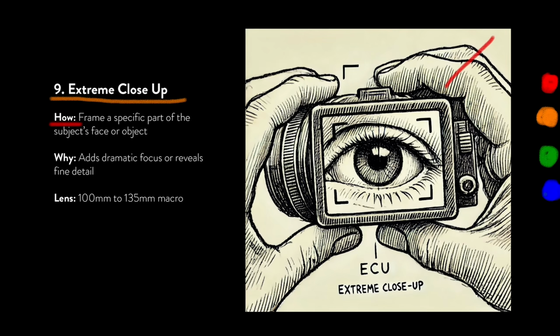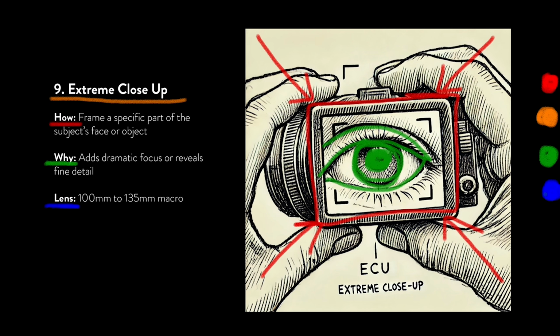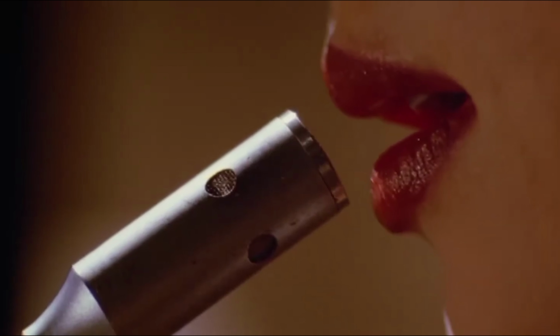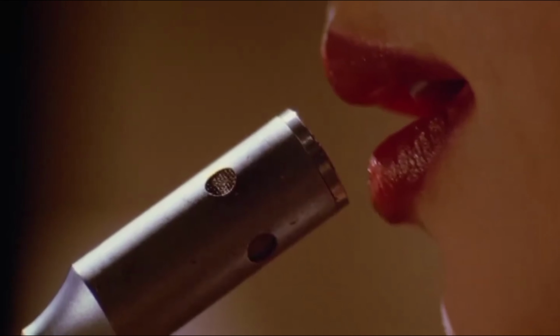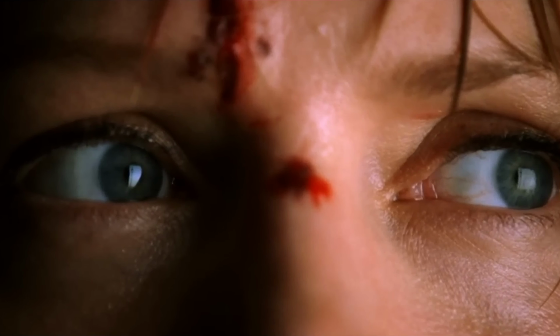Number 9, extreme close-up. Frame a specific part of the subject's face like eyes or mouth or even an object. Just get really close. Great lenses for this are the 100mm to the 35mm macro lenses because we're getting close and we want detail. In Pulp Fiction, the extreme close-up of Mia Wallace's lips intensifies her character's allure. In Kill Bill, the extreme close-ups intensify her drive for vengeance.